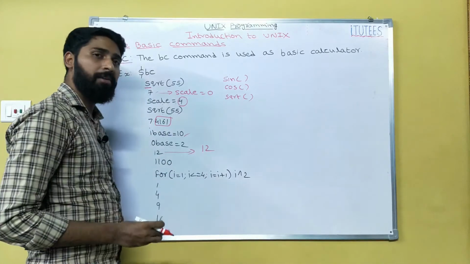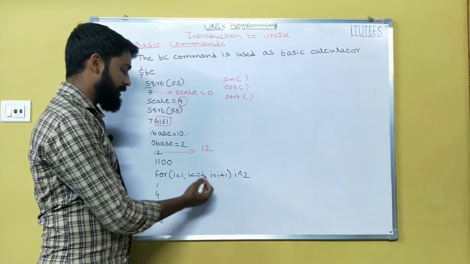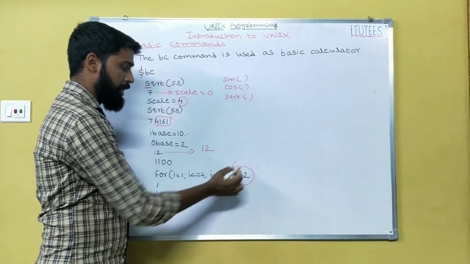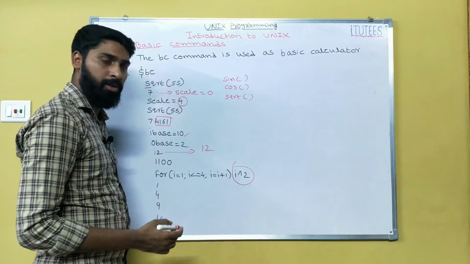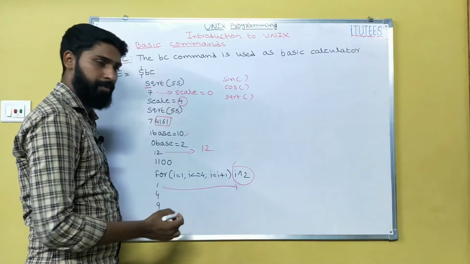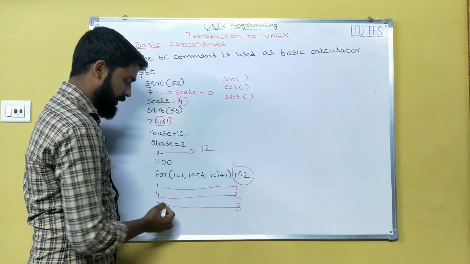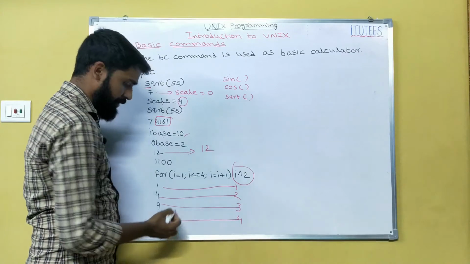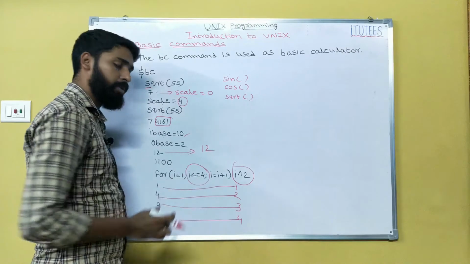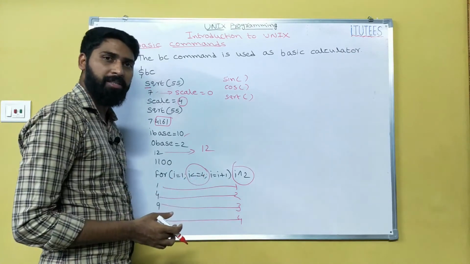In this we can write loops also. For example, here for i equals 1, i less than or equals 4, i equals i plus 1. Here I am writing the expression i^2, that means i power 2. Initially the i value equals 1, it prints 1 square. After that 2, it prints 2 square. For 3, it prints 3 square. For 4, it prints 4 square. Okay, the condition is false, we come out from the loop. In the BC command, you can write small C programming instructions.